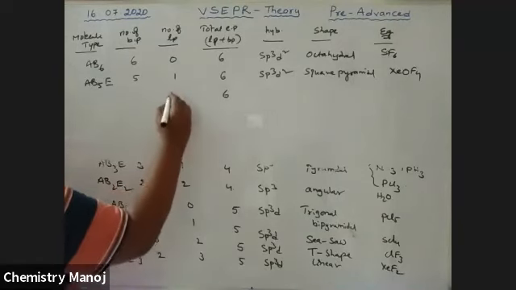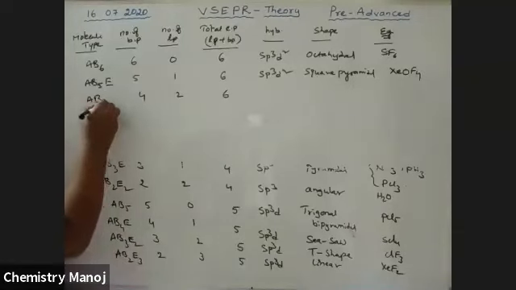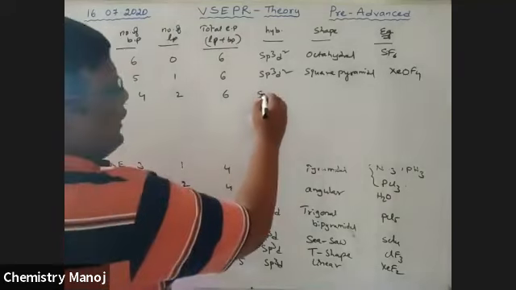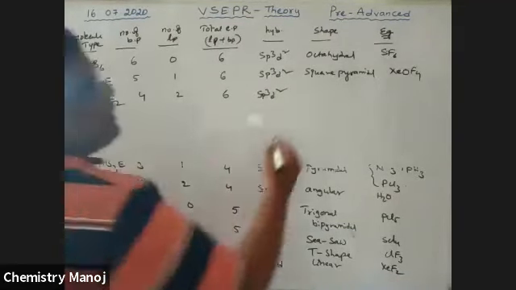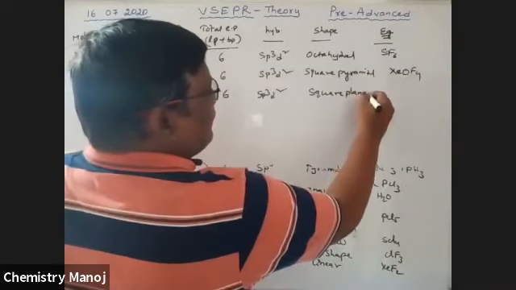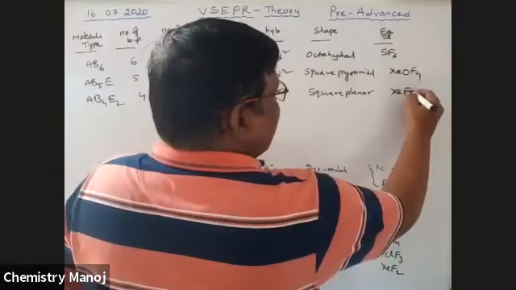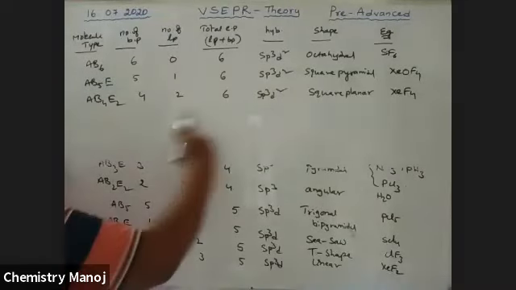Next one. Total 6, 2 lone pairs and 4 bond pairs. It is AB4E2 type molecule. It is sp3d2 hybridization. The shape is square planar. The best example is XeF4. Okay, so these are the requirements.